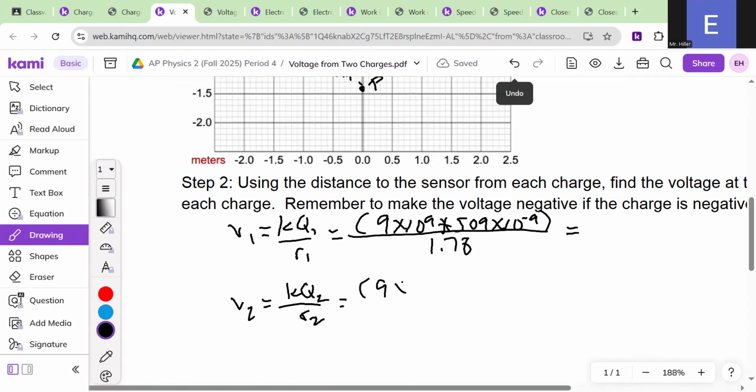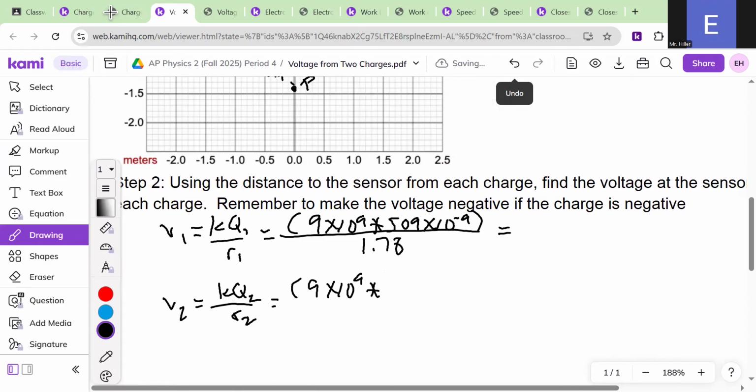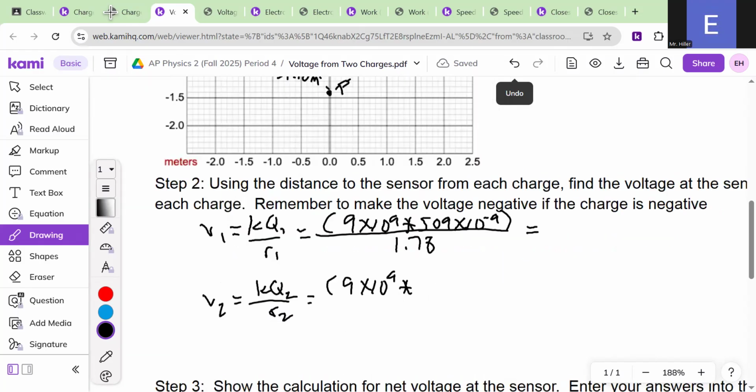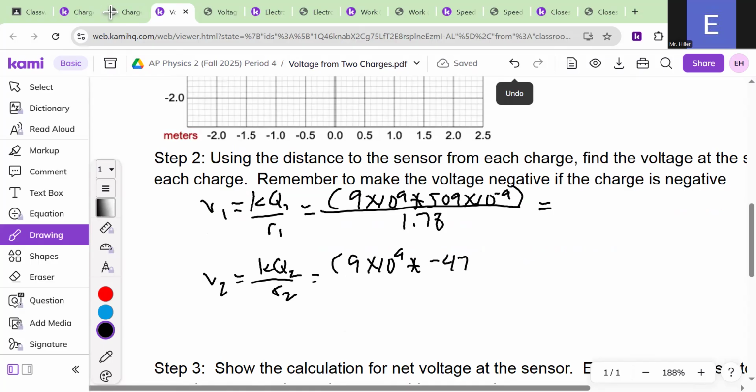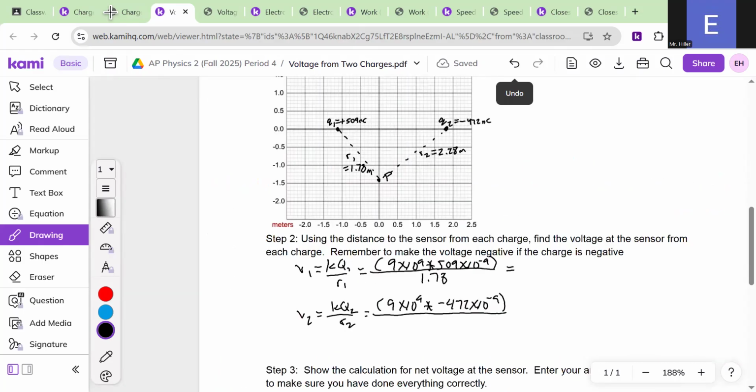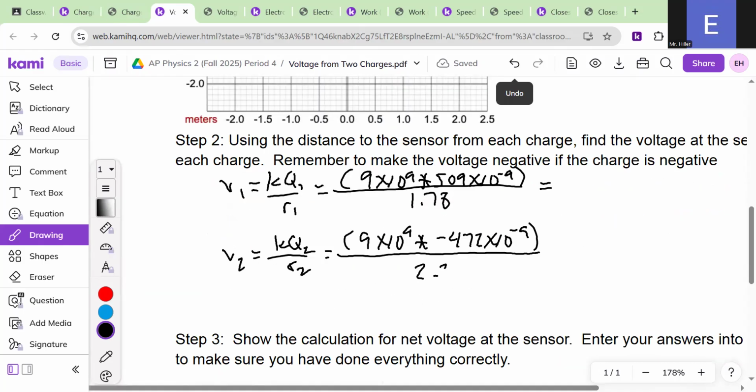Okay, and my bottom charge, 9 times 10 to the 9 times, looks like we're going 472, negative 472 times 10 to the negative 9. Remember, positive charge, positive potential, negative charge, negative potential. So you will put negative charges into this equation. And then 2.28 was the distance. Okay, go ahead and take some time to calculate your potentials.